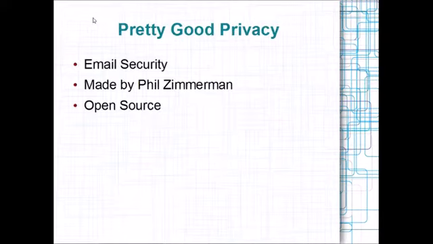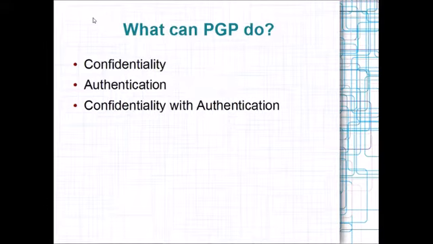So what is PGP? PGP stands for Pretty Good Privacy. It's an email security and encryption tool that was made by Phil Zimmerman in 1991. It's completely open source, and we're going to talk a little bit about what PGP can do. PGP can offer confidentiality and authentication, and it can combine the two of them as well.